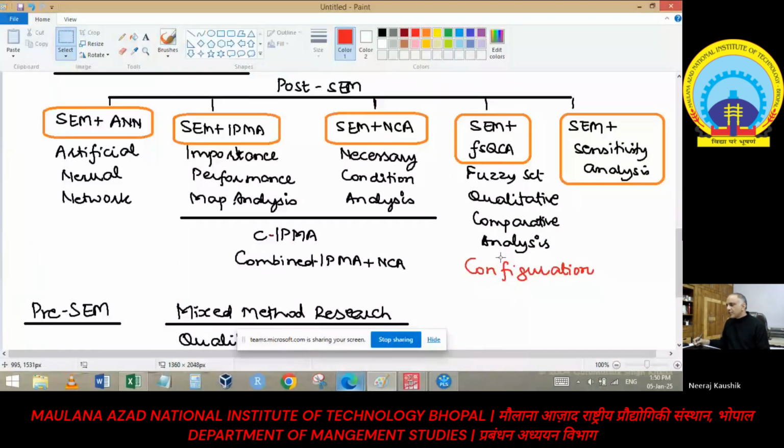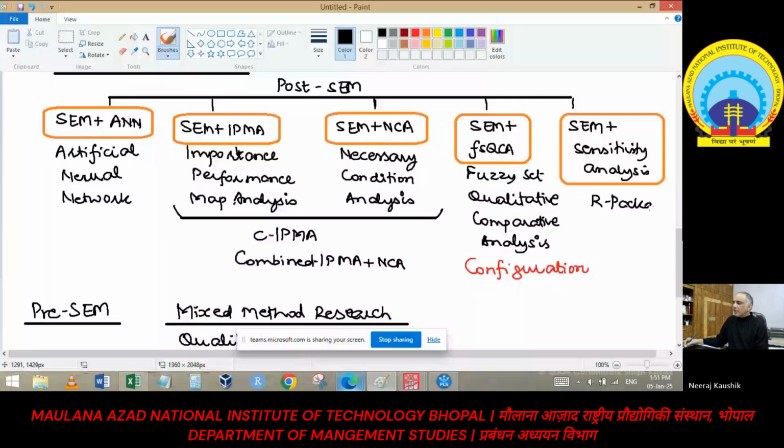So there can be a number of ways in which the same outcome can be achieved, and that is the configuration. And finally, the sensitivity analysis. Sensitivity analysis basically says, by making minor changes in the variables, will the result be the same or will it change? Will they still be significant or will they become non-significant? That is called sensitivity analysis. It can be done in R, not in others. An R package is there for that. So you should know about R.